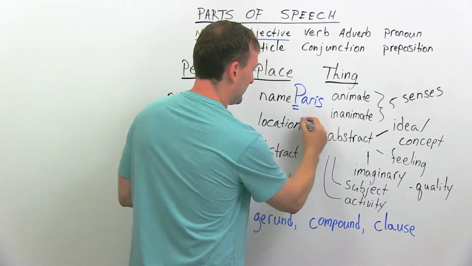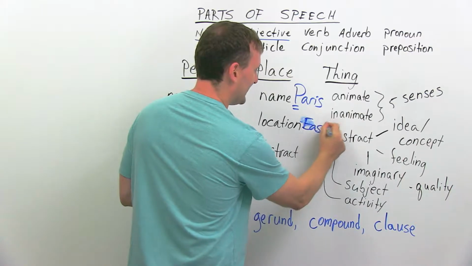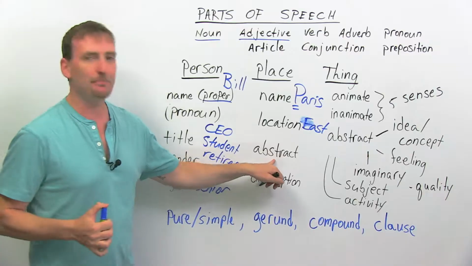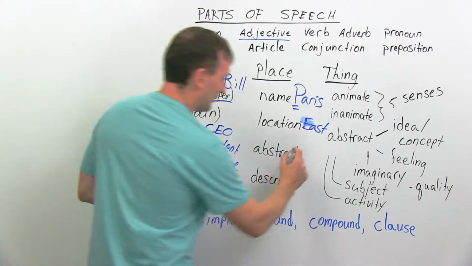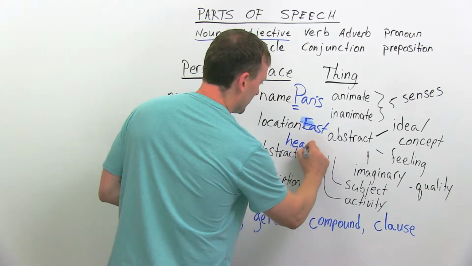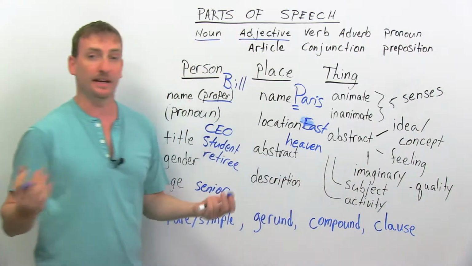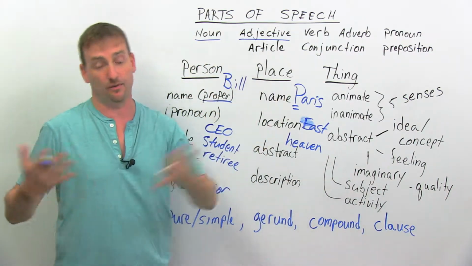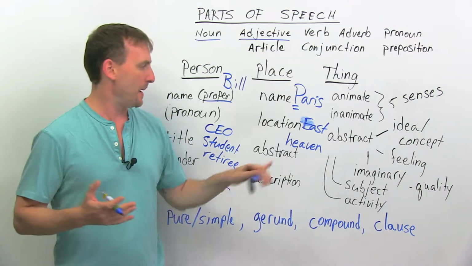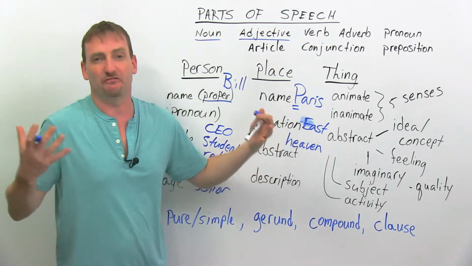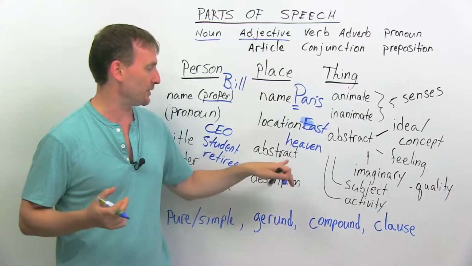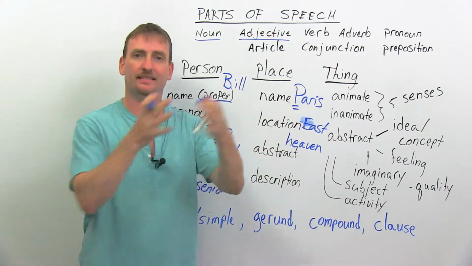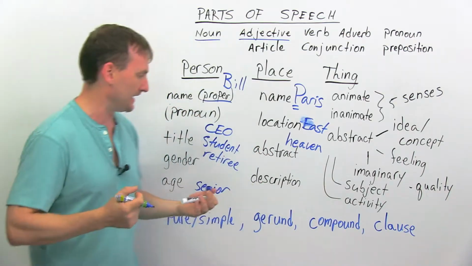Actually, if I'm looking at it as a place, sorry, it's a little messy. East, for example, is a location. You have abstract places. Now, you can think of heaven as a place. Some people believe that when they pass away, they will go to heaven or to hell, depending on the person. But heaven is not a real place. It's an idea, right? So it's an abstract place, but it's still a place noun that you have to recognize.